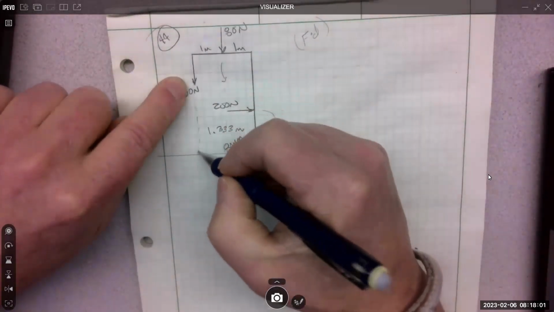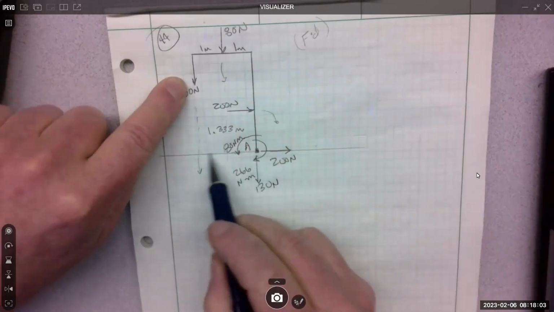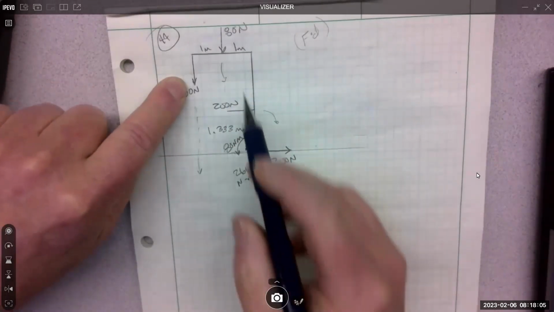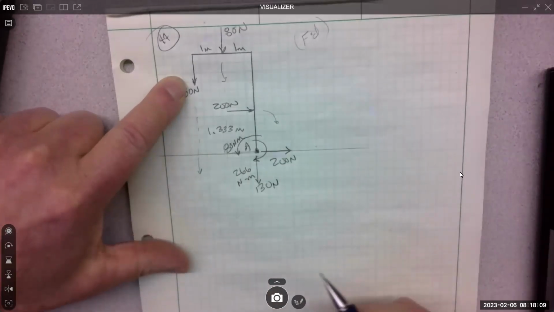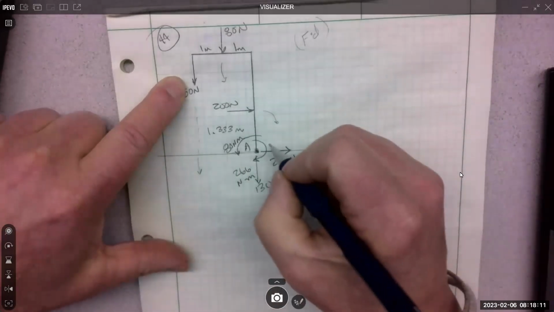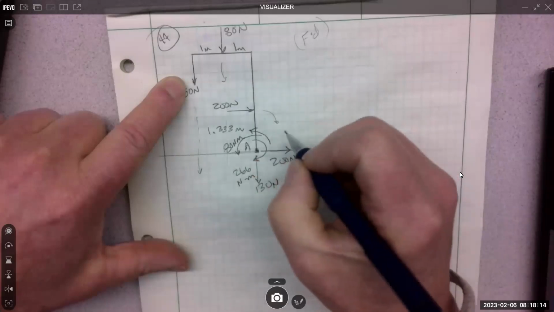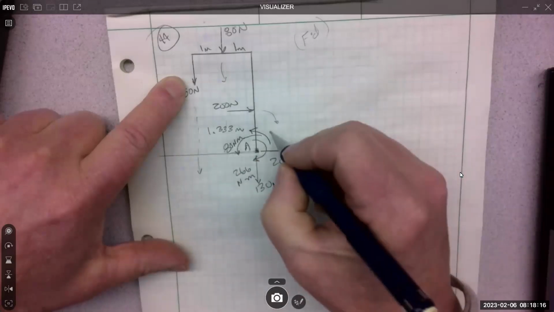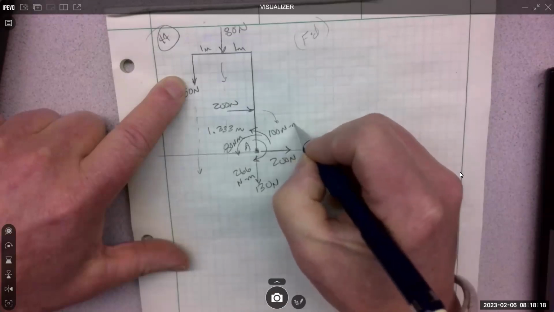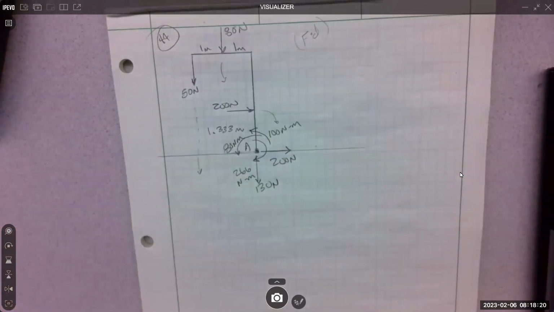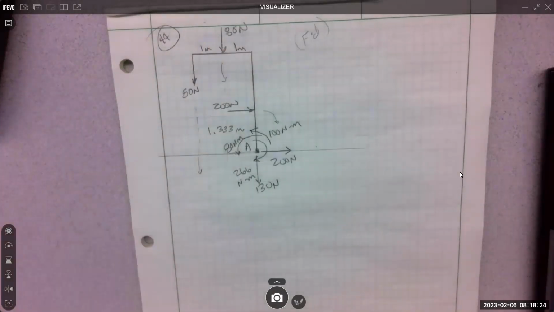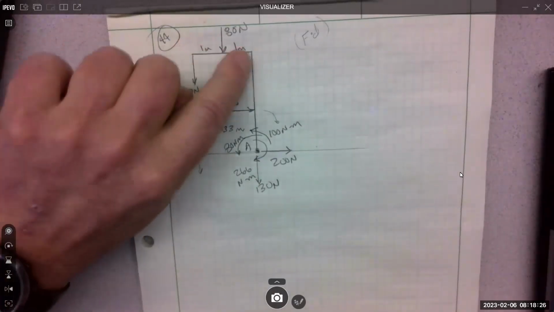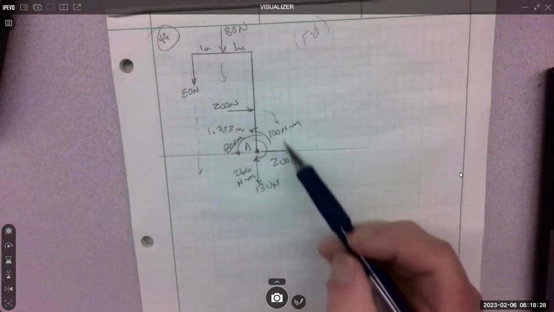And then what's the 50? Bring it down kind of close. Perpendicular distance is here at 2 meters. 50 times 2 is 100. Rotating that way also, counterclockwise. Yeah, so I moved the 50 by going 50 times 2, and the 80 by going 80 times 1. So that puts them all down here.